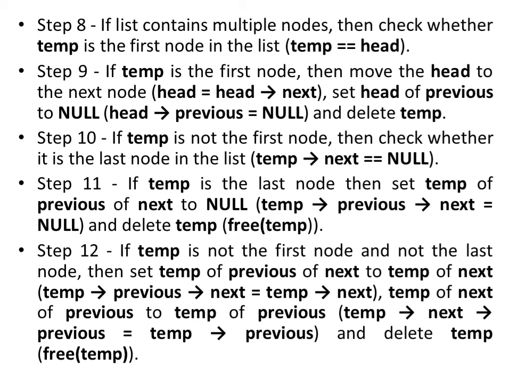If temp is not the first node and not the last node, then set temp of previous next to temp of next. That means here you can see temp of previous next equals to temp of next, then temp of next previous equals to temp of previous, and then we can delete the temp. That is free of temp.